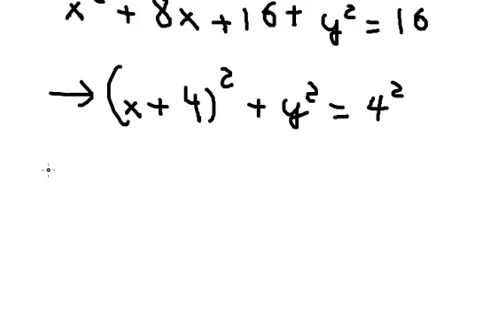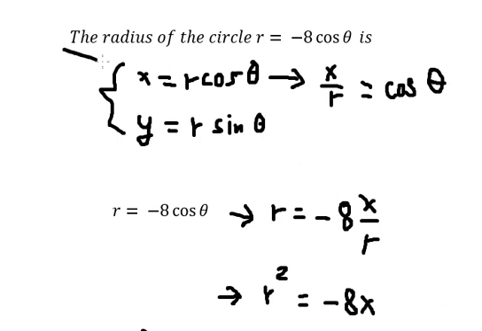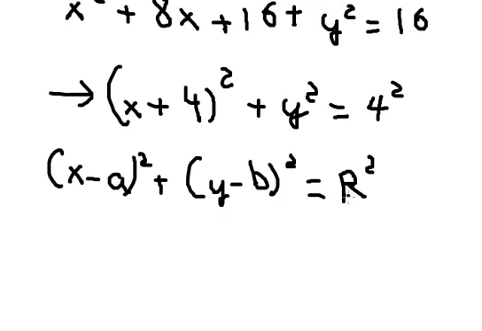So we know that the standard formula of the circle should be like this. The question wants us to find the radius of the circle. So r equals number 4. And this is the final answer we need to find here.